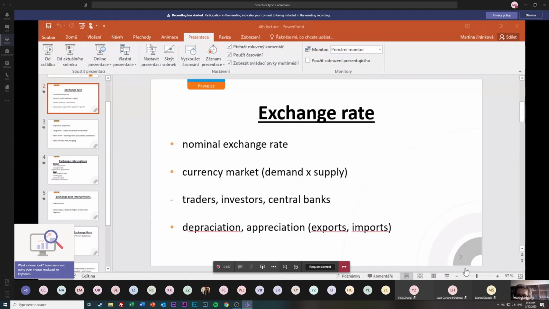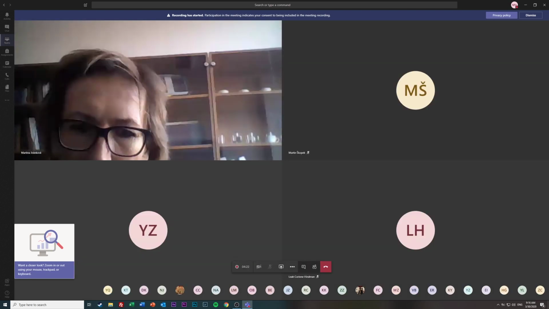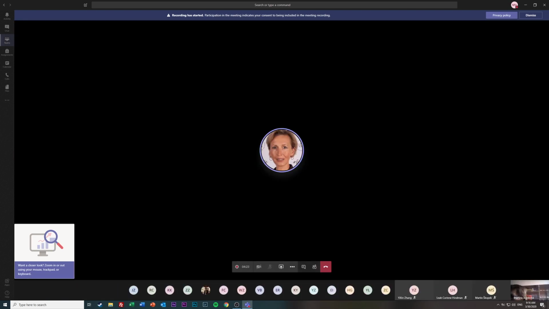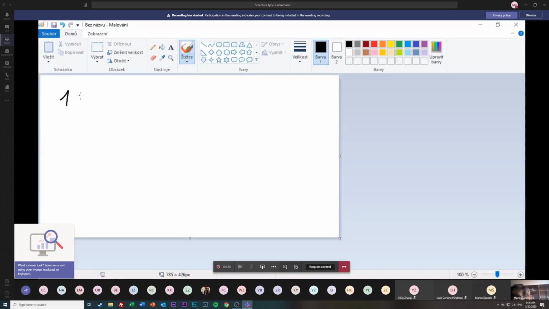I will share with you the painting now. And what is it? The nominal exchange rate. I am just now writing here one nominal exchange rate, that 1 euro is for 25 Czech crowns. 1 euro for 25 Czech crowns.